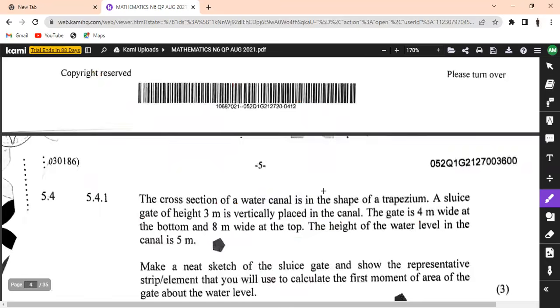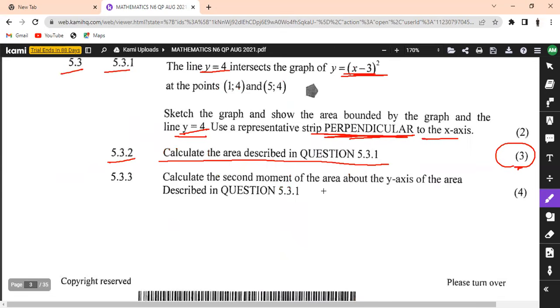Okay, let's see, 5.33 now. Calculate the second moment of area about the y-axis of the area described in question 5.31.